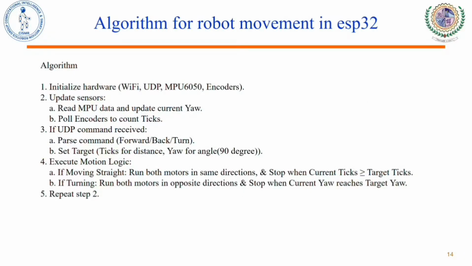So here's the algorithm for the movement of the robot in the ESP32, and how it works. It initializes the hardware, sets up and configures the pins, and updates the sensor data, like from the gyroscope. If it receives the UDP command that we have sent from the RPi to the ESP32, it parses the command. If the command is forward, it moves forward some ticks, and if it's a turn, such as left from the RPi, it will turn left 90 degrees. Since we have considered only four cardinal directions, we do not mention the degrees in the command, because it's already understood that the turn would be 90 degrees only.